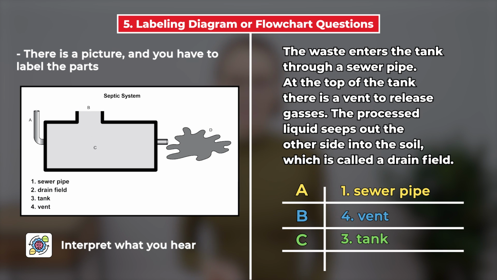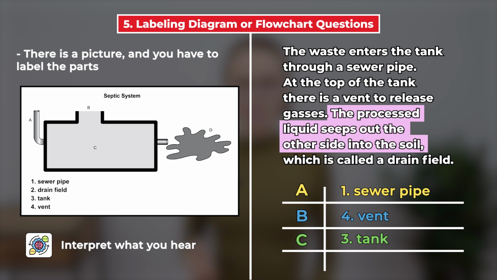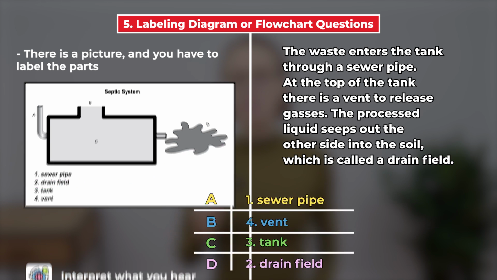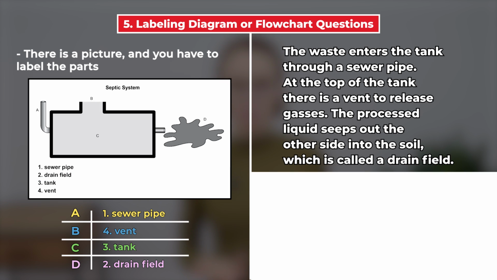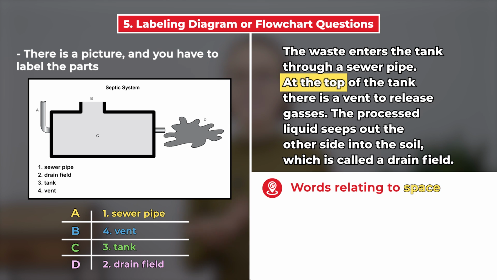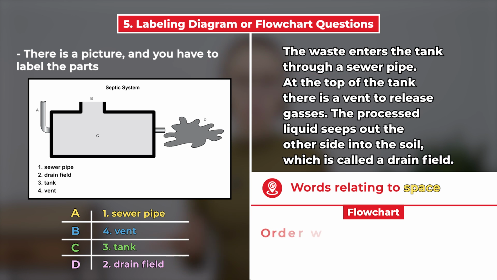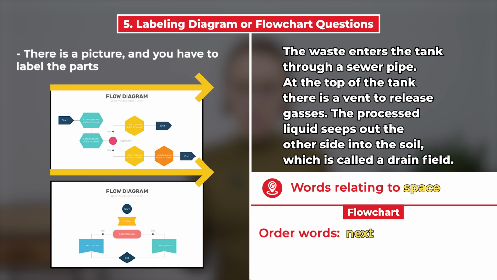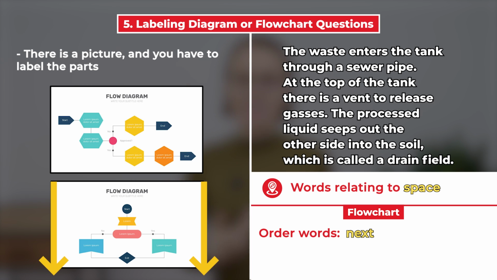The speaker also mentions that the processed liquid seeps out the other side into the soil, which is called a drain field. So D must be labeled drain field. If you get such questions, it's extremely important to pay attention to words relating to space, such as at the top, because these words indicate where the label goes. In a flowchart, you will hear order words like next. Usually, the information is clearly stated in a logical order from one side to the other, or from the top to the bottom. So pay attention to the organization of the audio passage.